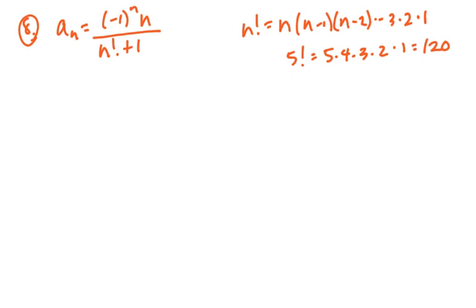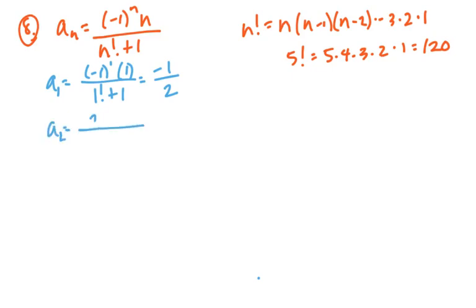So now let's look at this problem. It says a sub 1 equals negative 1 to the 1 times 1 over 1 factorial plus 1. Negative 1 to the 1 is negative 1 times 1 is negative 1. 1 factorial is 1 plus 1 is 2. Not bad. A sub 2 is negative 1 squared times 2, and on the bottom we have 2 factorial plus 1. So negative 1 squared is positive, so that makes a positive 2 up here. 2 factorial is 2 times 1, which is 2, plus 1 is 3.